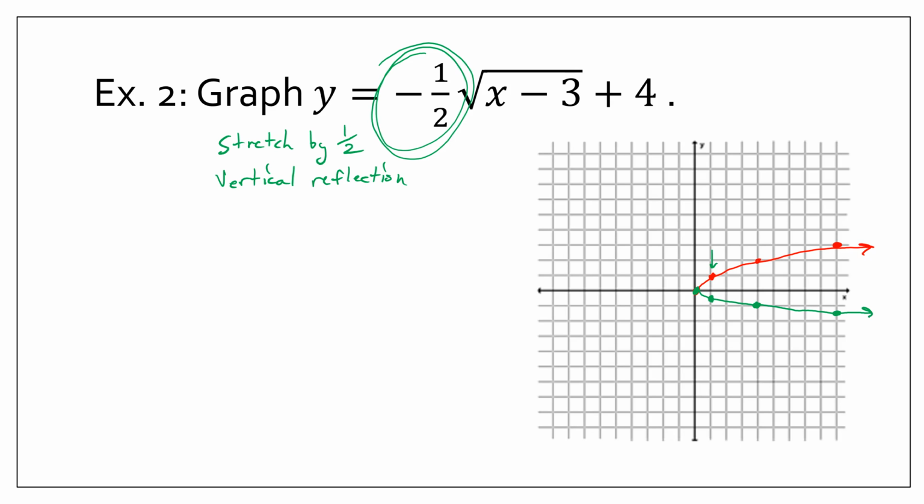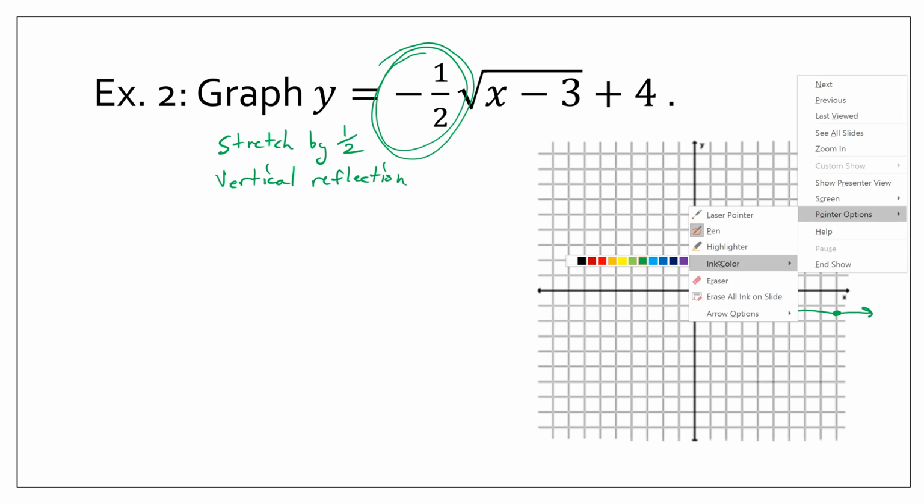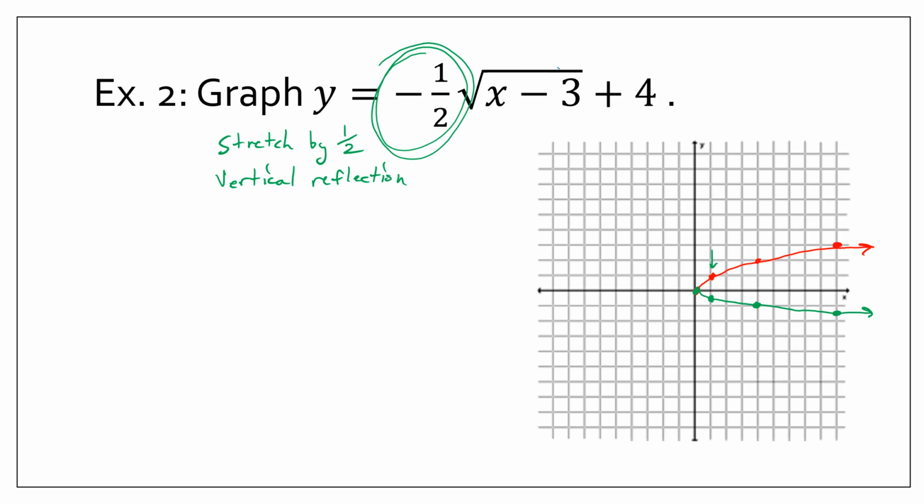However, I'm not done. This is not my final answer. Don't forget that we need then to do some translations. So as I shift my pointer, remember that this is a translation right 3. Remember, this lies to you. This is a translation up 4. So every single point of my stretched function, I need to move in this way.